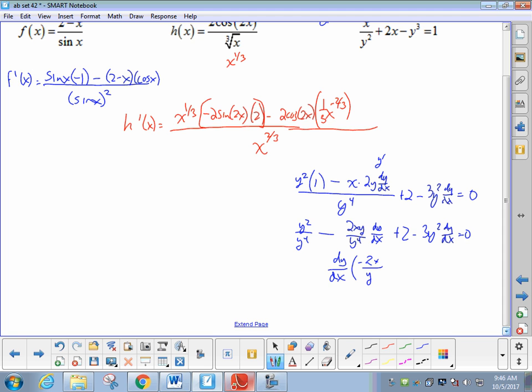2x over y cubed. That's that term. This guy over here, then, minus 3y squared, is also a dy dx term. So those will be on the left, dy dx factored out. Everything else gets moved to the right.